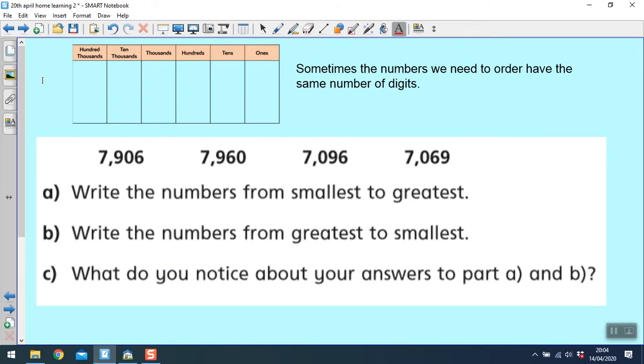Okay, so this time the digits are all the same. They've all got 4 digits. They've all got thousands, hundreds, tens and ones. So we've got to look a little bit harder. They've all got 7 thousands. So we're going to have a look at the hundreds column. If the hundreds are the same, like they are here, we move on and look at the tens column. Pause the video and see if you can write them from smallest to biggest and then biggest to smallest. It says, what do you notice about your answers?